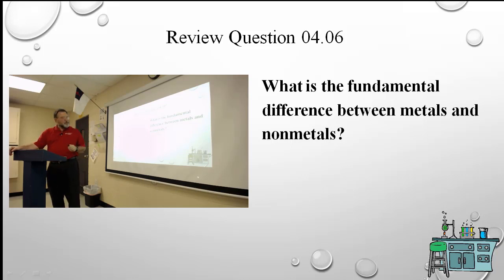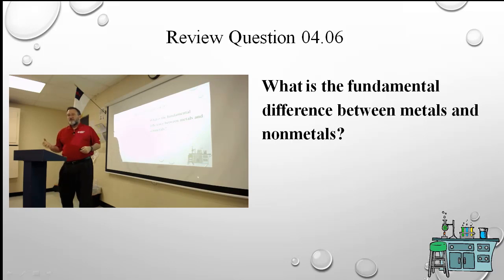Okay? And they're both trying to obtain the ideal configuration. They're both driving towards having 8 valence electrons. Metals do that by shedding electrons to reduce down to 8 valence electrons. Nonmetals do that by gaining, pulling other electrons to themselves so that they can raise up to 8 valence electrons.